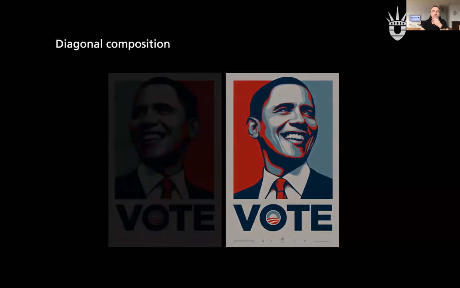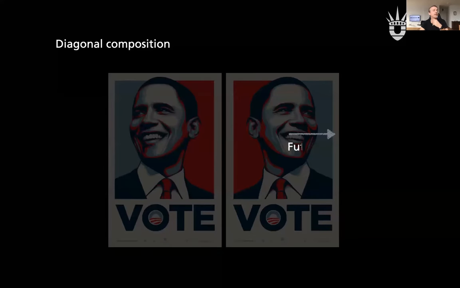That means we have the future, we have the past, and we are timeless. And that's only in a picture, without movement, without a video.